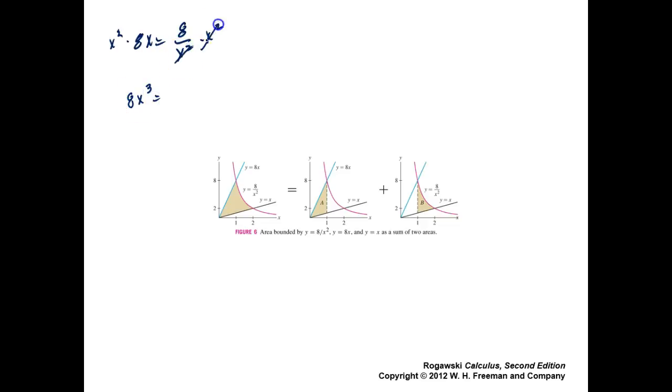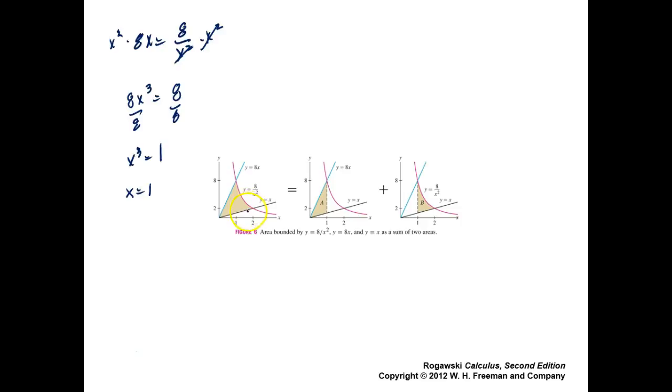8x cubed is equal to 8. Now what? Divide by 8. And that gives you x cubed is equal to 1. And where's that true? At x equals 1. Now it's true at two imaginary places too, but we're in the real system, so that's the only one we're going to worry about.